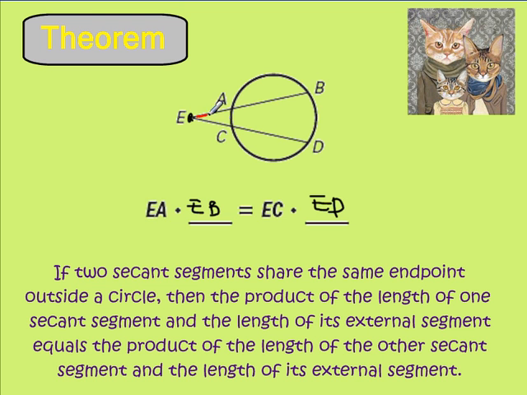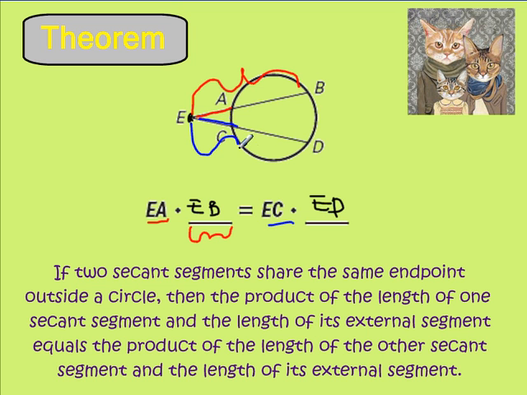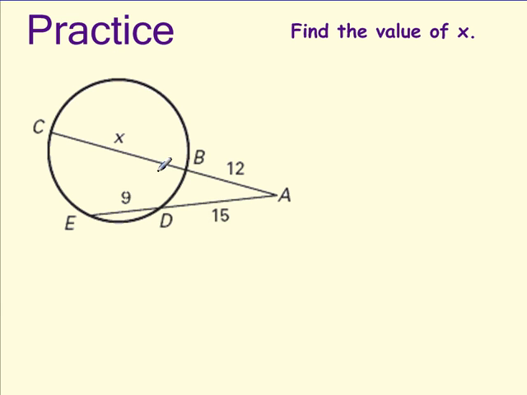So the external segment times the whole is going to be equal to the external segment times the whole. Let's take a look at an example. So here we have to find the value of X, and this is using the theorem we just talked about.